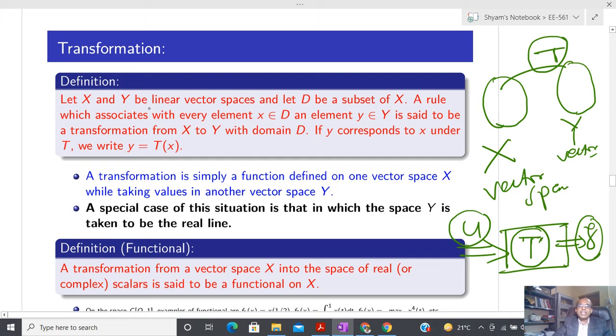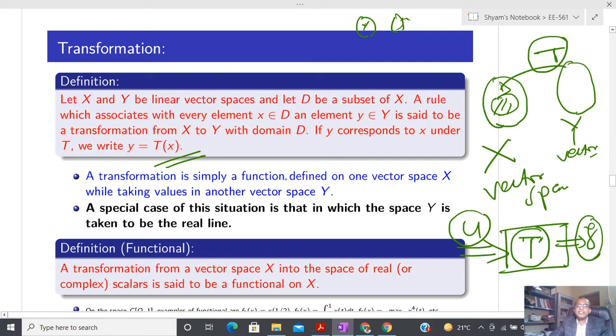Okay, so what I am telling: for the transformation, let X and Y be linear vector spaces, and D is a subset of X. Now you can select any subset, that is D. A rule which associates every element x of D with an element y is said to be a transformation from X to Y, with D as the domain. This is the same as a function. In a function, most of the time we have one input and one output, x mapping to f(x). Now we are generalizing this to higher dimensional spaces, and we assume that the elements I am taking also have certain kinds of properties.